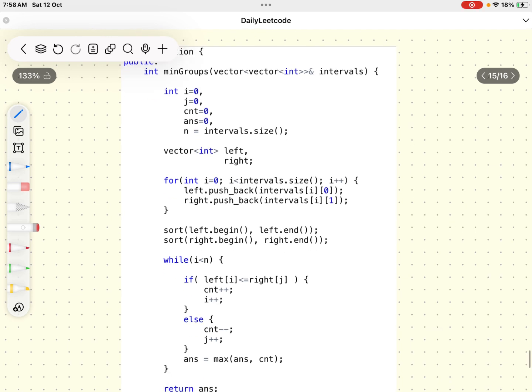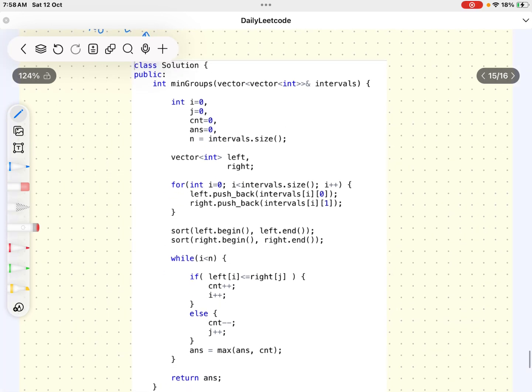So this is how our code will look like. We don't need a dry run for it because it is a very simple question. So i and j will be used to keep track. i will be on left, j will track on right. Count is for counting the number of groups, and we will also keep track of the minimum count required. So we will use this answer variable, and n is the size of the intervals.